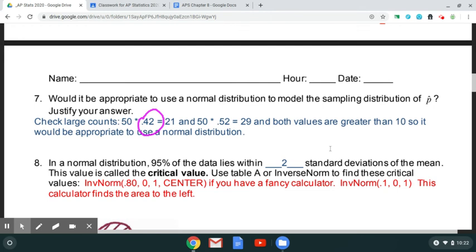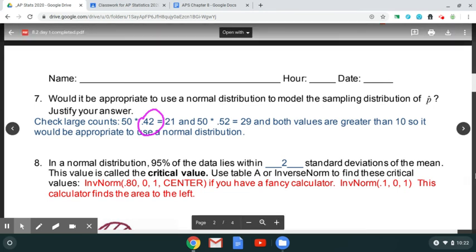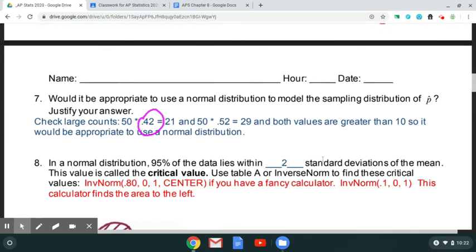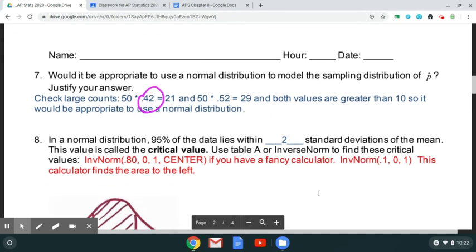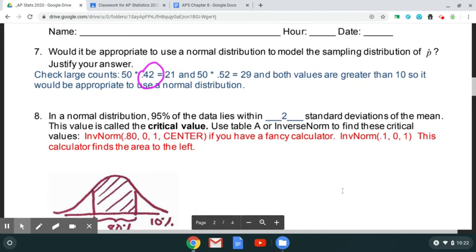One of the reasons why the normal condition is important is because we learned from chapter 2 this thing called the empirical rule. The empirical rule, if you remember, says that 95% of the data is going to be within 2 standard deviations of the mean. This is going to become very important in our construction of a confidence interval. In a normal distribution, 95% of the data lies within 2 standard deviations of the mean. This is going to be called our critical value. We're going to have 2 ways to calculate our critical value: we can use table A, or we can use inverse norm to find these critical values.